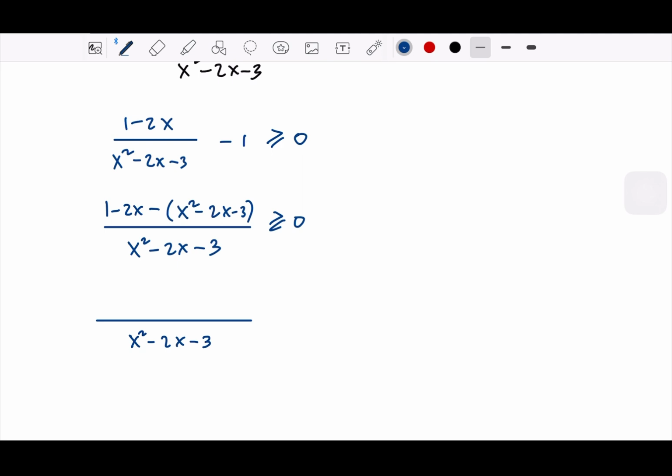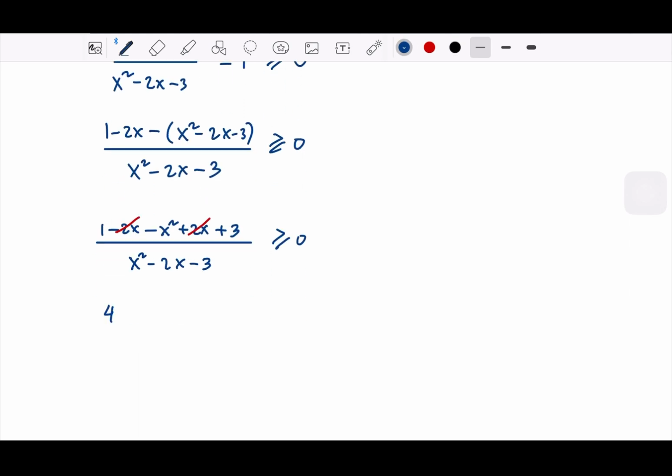Okay, should take this 1 minus 2x. Let me just write this. So this will be cancelled. So we have (4 minus x squared) divided by (x squared minus 2x minus 3) greater or equal 0. Okay.